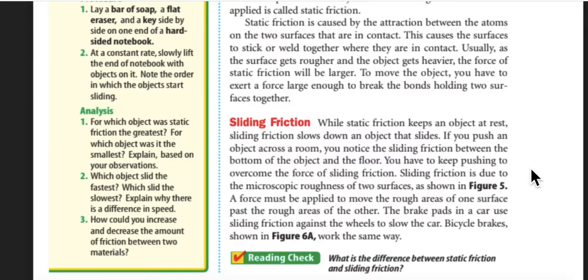You have to keep pushing to overcome the force of sliding friction. Sliding friction is due to the microscopic roughness of two surfaces, as shown in Figure 5. A force must be applied to move rough areas of one surface past rough areas of the other. The brake pad in a car uses sliding friction against the wheels to slow down the car. Bicycle brakes, shown in Figure 6a, work the same way.